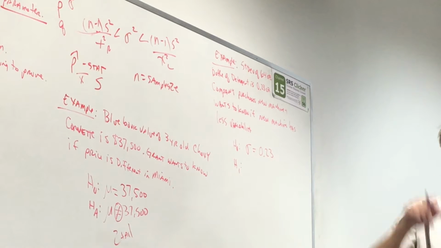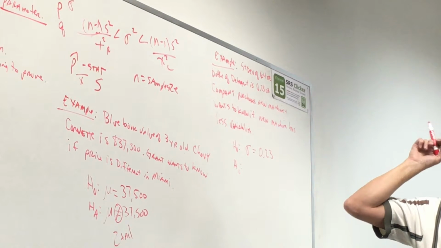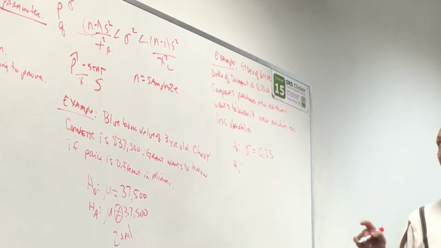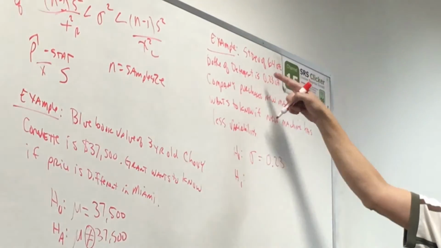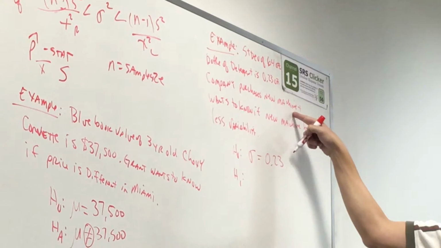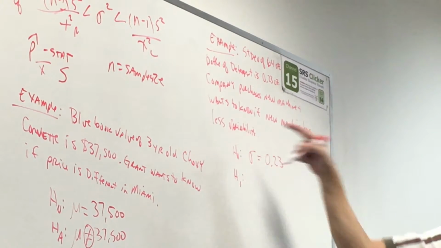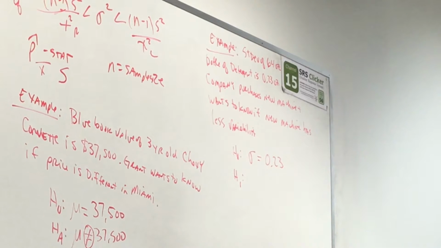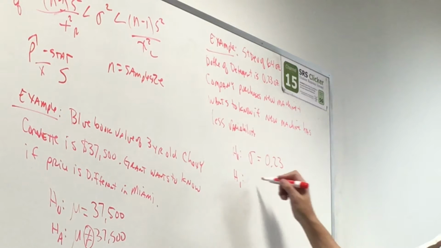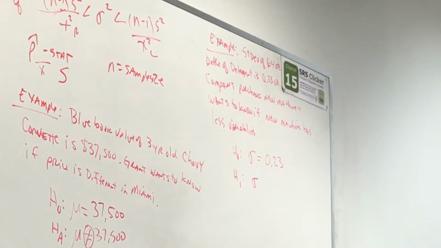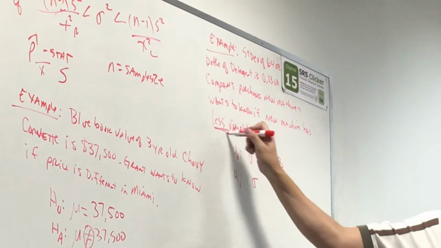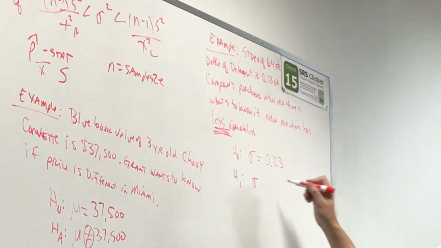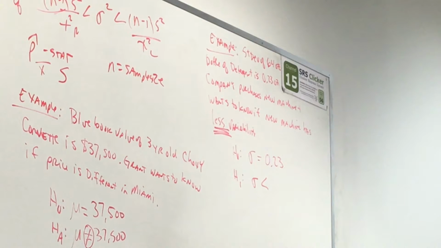And the alternative is, oh, we're gonna pick on Katie. Sorry, I can't see what it says. Okay, the standard deviation of a 64-ounce bottle is 0.23 ounces. A company purchases a new machine and wants to know if the new machine has less variability. So your alternative hypothesis would be sigma less than 0.23. Is that a one or a two-tailed test?